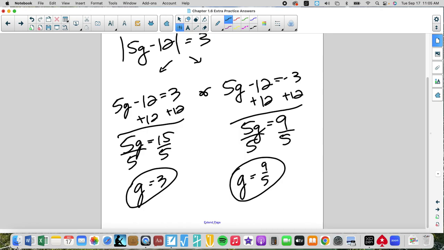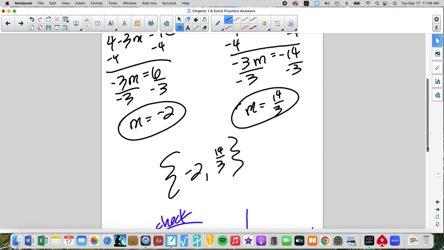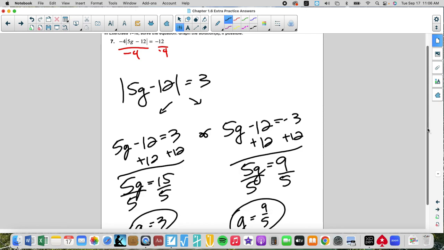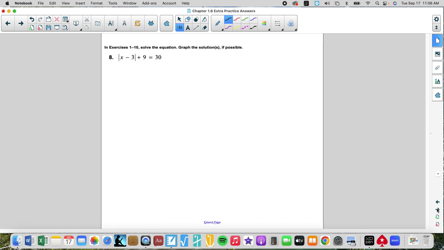Did I put those in order? Those last ones? Hopefully I put them in numerical order. Let's make sure I put these in numerical order. So we have 3 and 9/5. 9/5 is smaller than 3. And there's my answer. We're going to minus 9, minus 9.